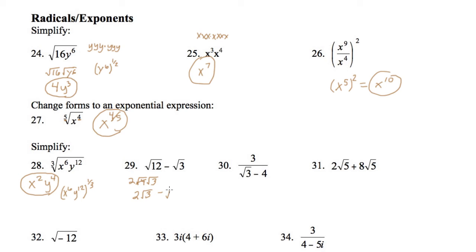So now I have the same ending. 2 root 3 minus 1 root 3 gives me 1 root 3. Almost like 2x minus x. 2 root 3 minus root 3 equals root 3.